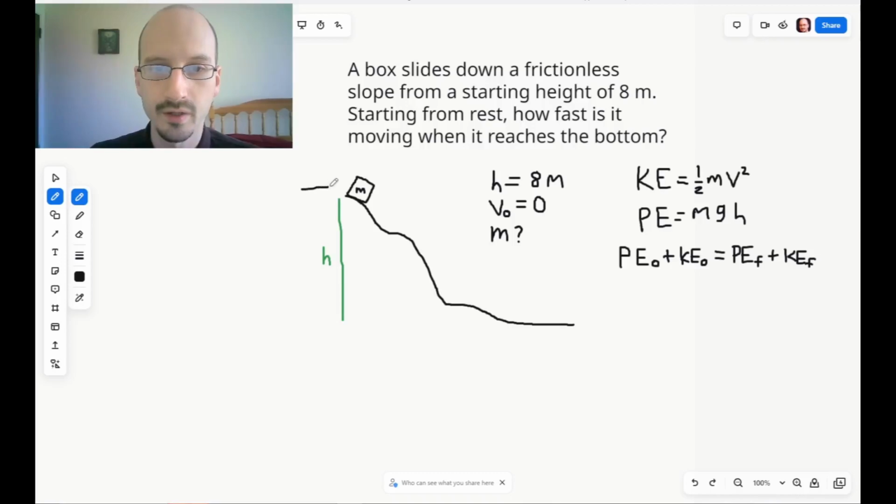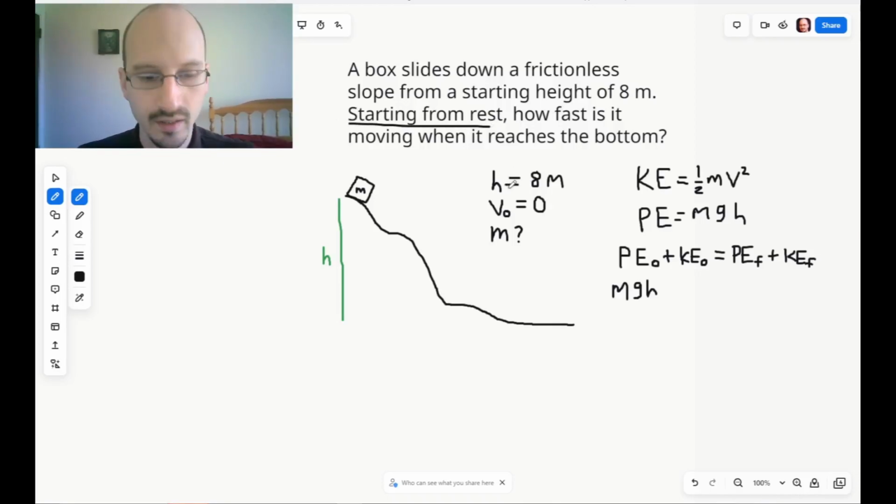So the initial potential energy, that's when it's up here at the top. So that would be mass times g times height. And again, you think, well, how can we write this? We don't know what the mass is. That's the thing about physics problems, is you can still write the equations if you don't know what the variables are. So we're going to write the equations and trust that the problem has given us enough information to solve it. So then, what is the initial kinetic energy? Well, it starts from rest, which means the initial velocity is 0, which means we add 0.